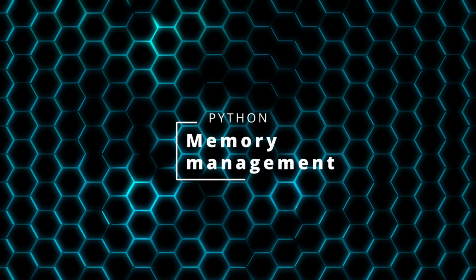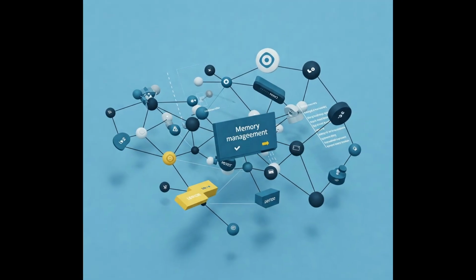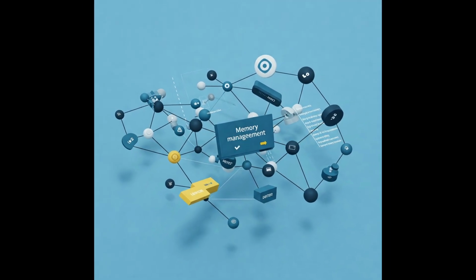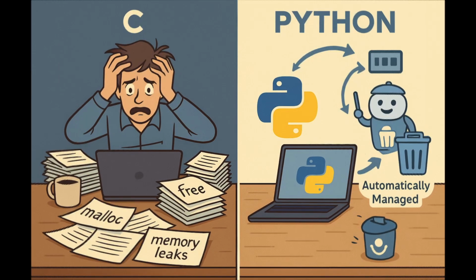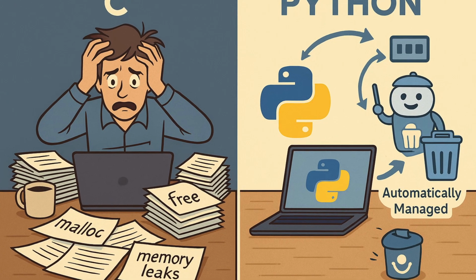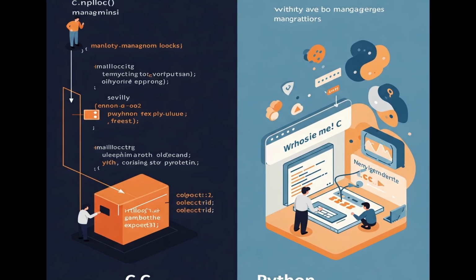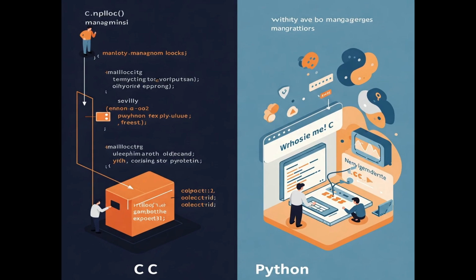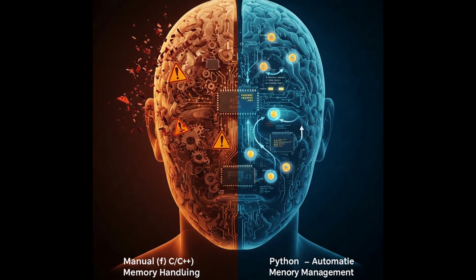Let's go. Memory management is how your computer stores, tracks, and frees up variables and objects during the life of a program. In lower-level languages like C, you manage memory manually using malloc and free. But Python makes it easier with automatic memory management, so you don't need to worry about allocating and deallocating memory manually.